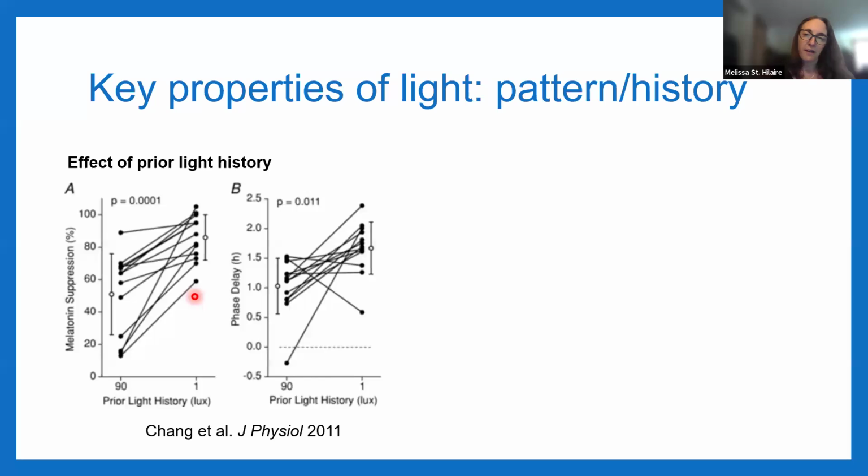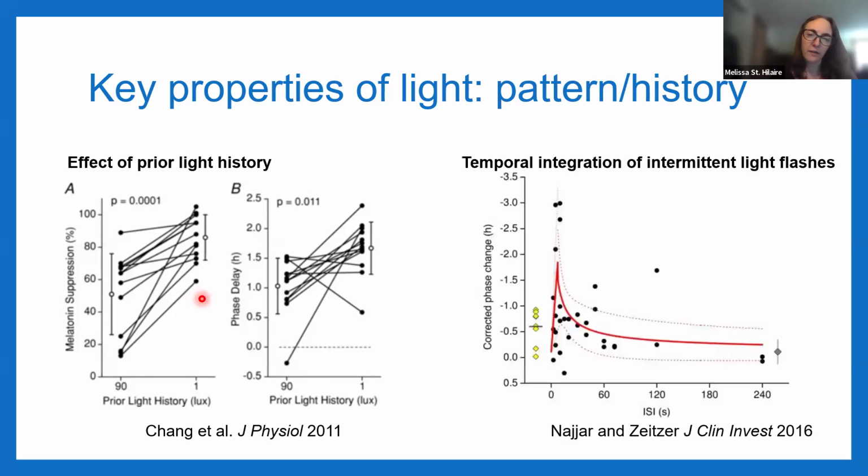We do know that when someone is dark adapted or dim light adapted, in this case, they tend to have a much stronger response. And we'll talk a little bit about the physiology behind that.